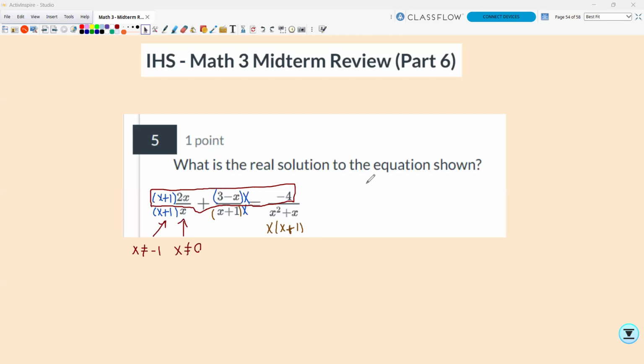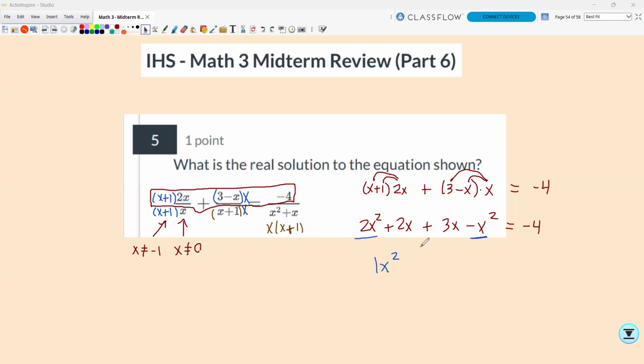We have x plus 1 distributed to the 2x, and we have 3 minus x distributed to the x, and then that's going to be equal to -4. So that's going to be 2x times x, which is 2x squared, 2x times 1, that's 2x. We have x times 3, so that's 3x, and then x times -x is minus x squared. Then we're going to combine our like terms. So we have x squareds, we got 2x squared and -x squared. That's going to be 1x squared. We also have these two, which is going to combine to 5x. And then over here I have equals -4.